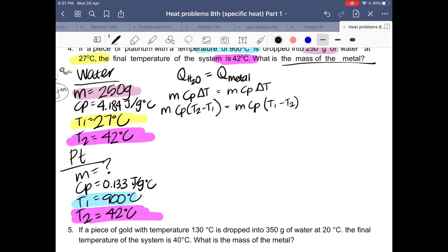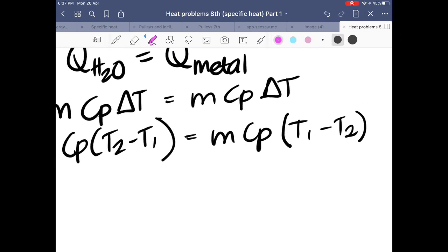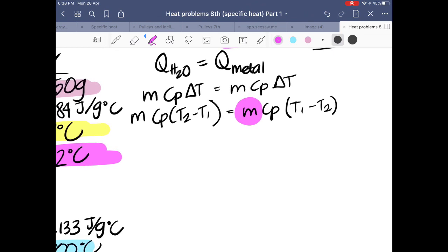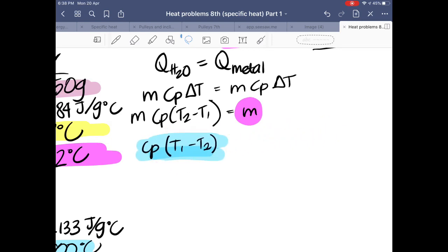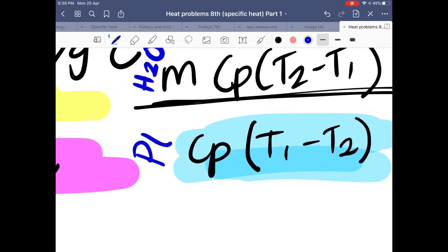Okay? Now, the next part is really simple. You need to highlight whatever you're looking for. In this case, you're searching for the mass of the metal. So if the mass of the metal is multiplying the rest of the information, you'll pass it dividing to the other side. Okay? Like the rules we have. So don't forget that this one is of water and this one is of platinum.